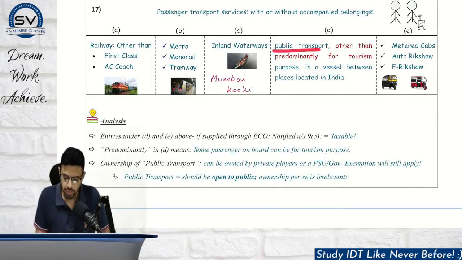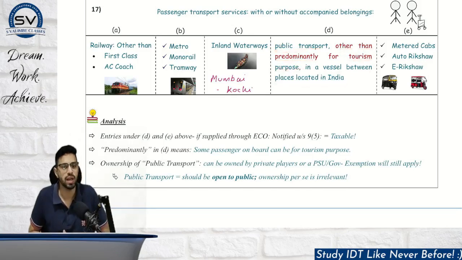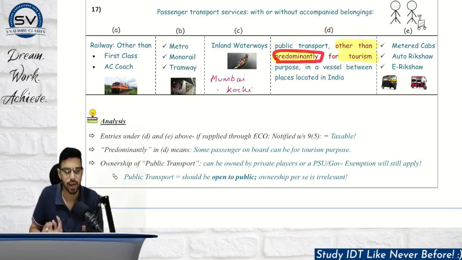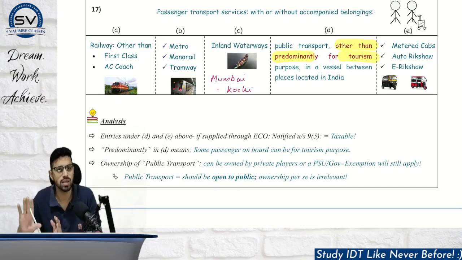Next, public transport other than predominantly for tourism purpose in a vessel between places located in India. Very, very important point to be noted: other than predominantly for tourism. Predominantly means something which is not majorly for tourism. So for example, there is public transport going on from one place in India to another, and this is obviously in a vessel. We are talking about a vessel. But let's say out of 100 people, 10 are traveling for tourism purpose. Is that allowed? Answer is yes. Why? Because we have used the word predominantly. So a small portion for tourism is allowed, but predominantly 80-90% should not be for tourism.